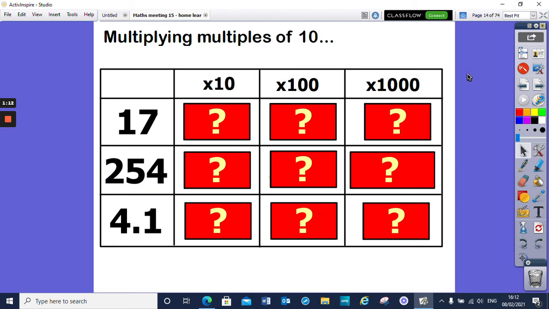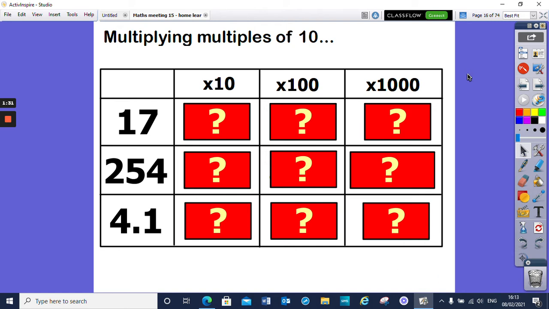Multiplying multiples of 10 now. Got our three numbers there, 17, 254 and 4.1. I want you to multiply them by 10, by 100, by 1000. Remember, you don't need to draw out the grid, just write out the calculations and your answers. Okay, off we go now.